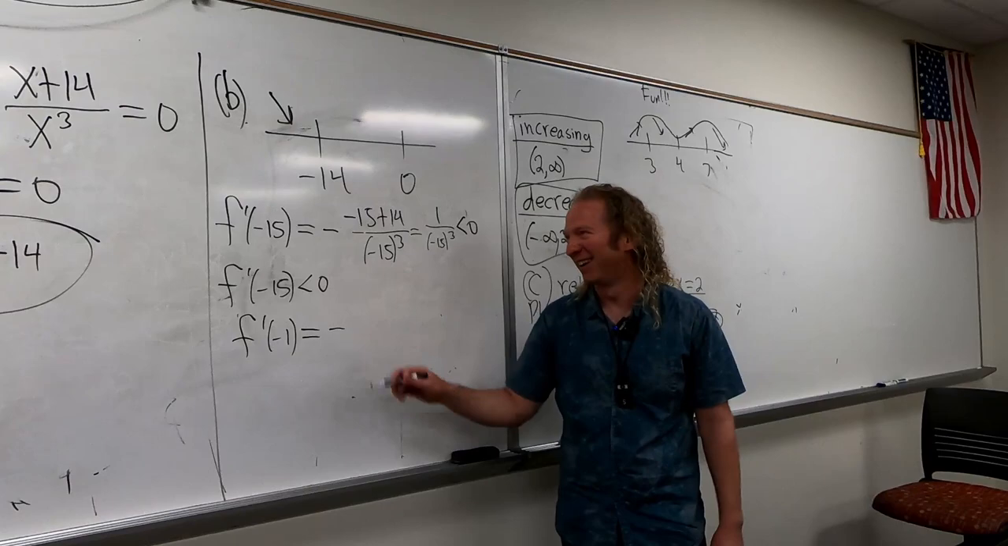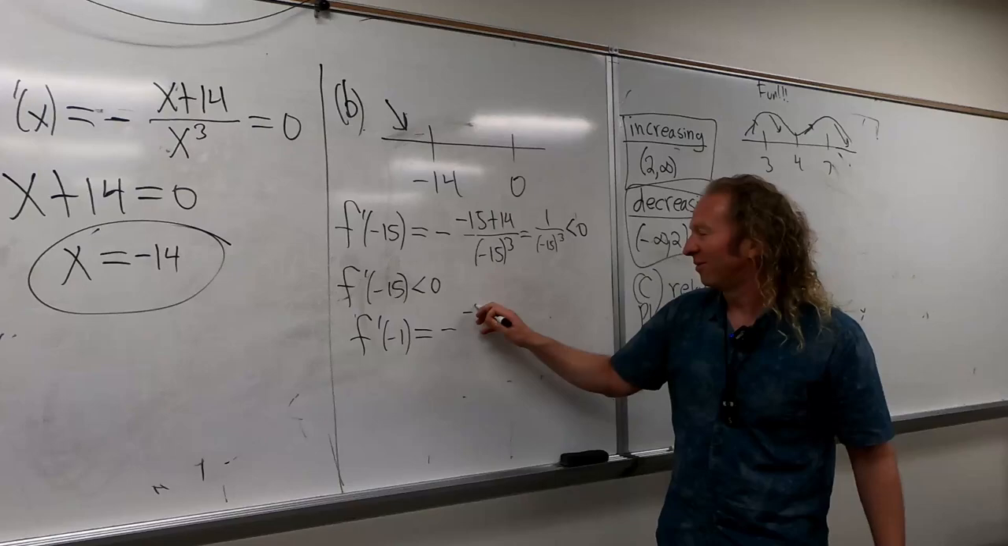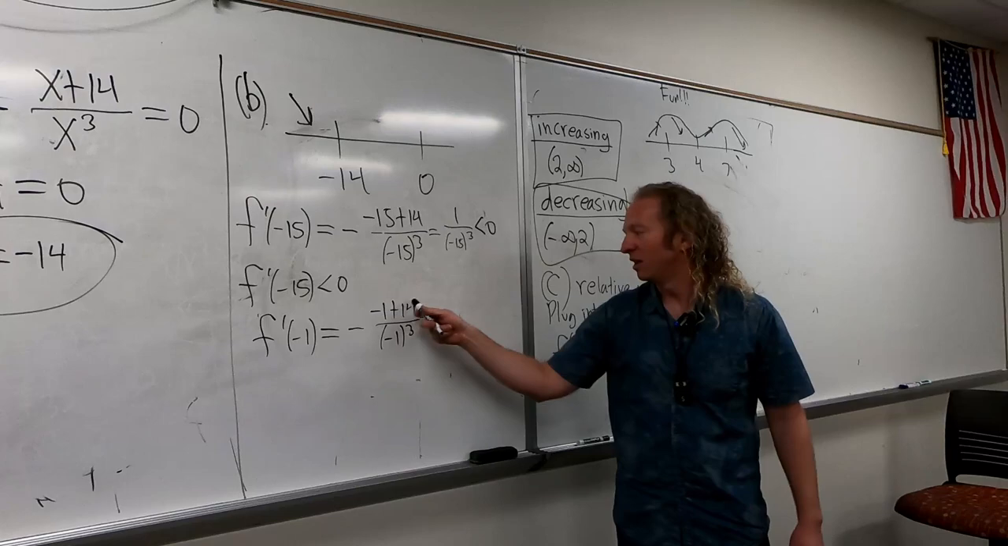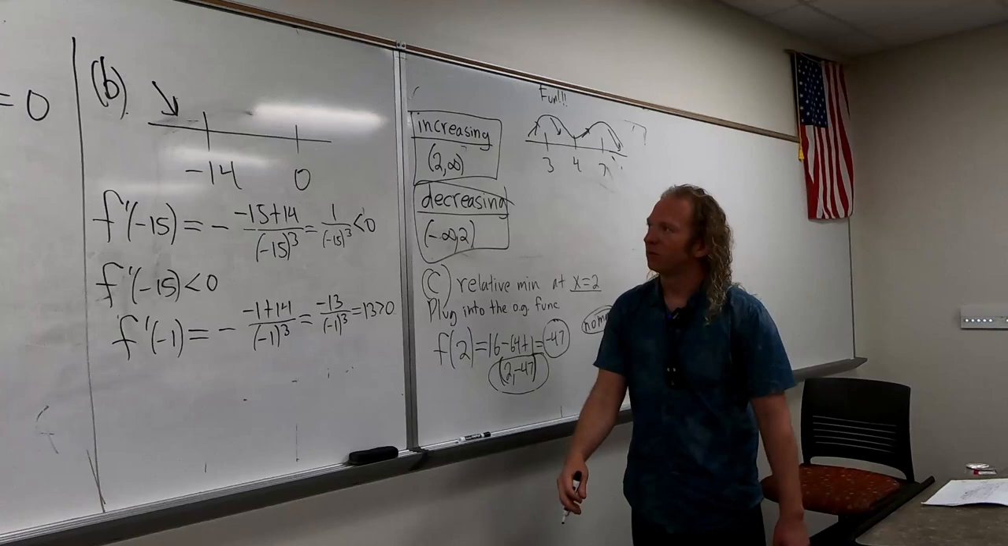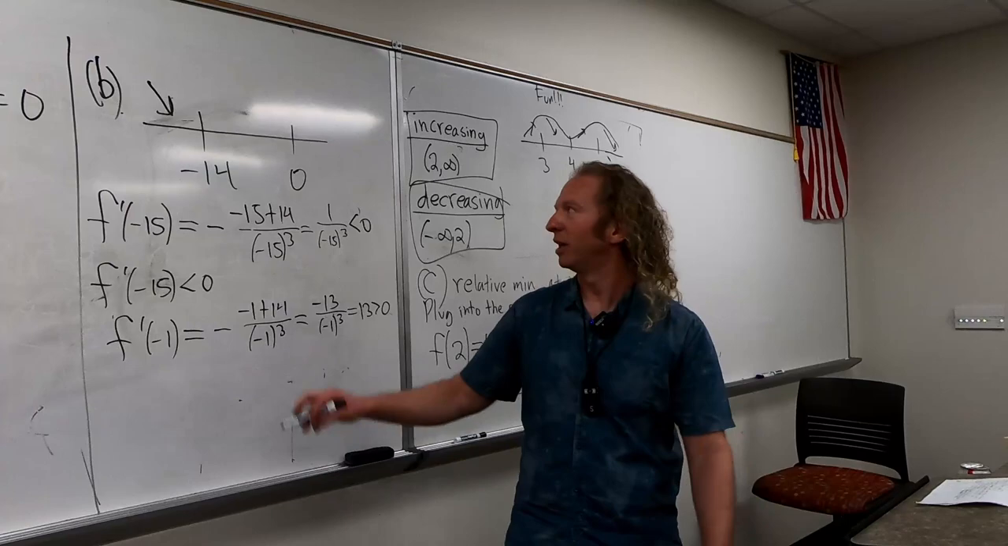So it's negative 1 plus 14. So it's just 13. I usually don't show this much work, but it's all right. This is negative 13 over negative 1 cubed. It's negative and negative. That's positive. It's a positive number. So does that mean it's increasing or decreasing? Increasing. So we go up. Are we done?